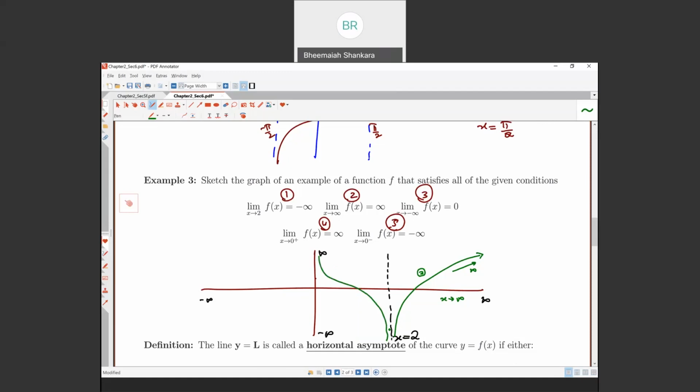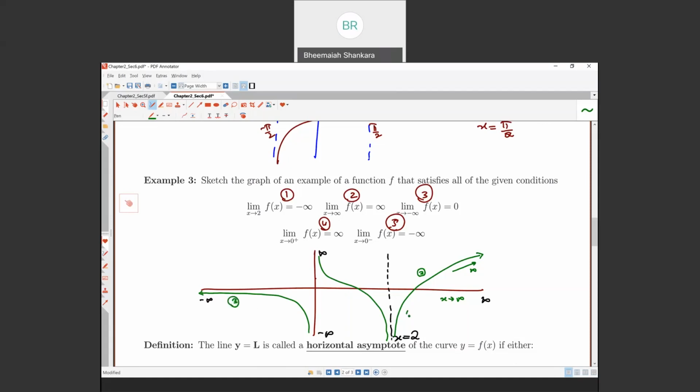So approaching 2 from the left or right, you see that the functional value is going to negative infinity. Then definition 3, when x is approaching negative infinity, you have the functional value going to 0. You draw a nice smooth curve which is as close as possible to the negative infinity line and show that the functional value is 0. This is your definition 3.